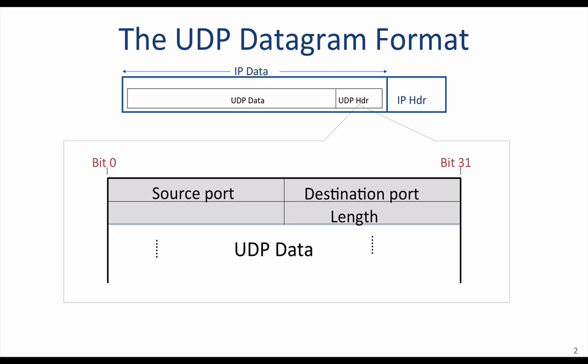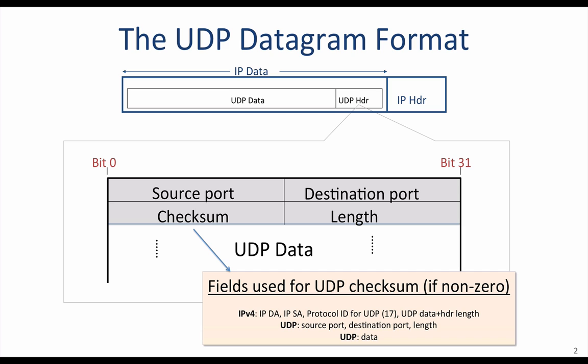The 16-bit length field specifies the length of the whole UDP datagram, header plus data, in bytes. The value must be at least 8 bytes because that is the length of the UDP header. The UDP checksum is optional when using IPv4. If the sender doesn't include a checksum, the field is filled with all zeros. If a UDP checksum is used, then it's calculated over the UDP header and data. In fact, the UDP checksum calculation also includes a portion of the IPv4 header as well, as shown here. The calculation includes the IP source and destination addresses, and the protocol ID, which has the value of 17 and tells us that the IP datagram carries UDP data.